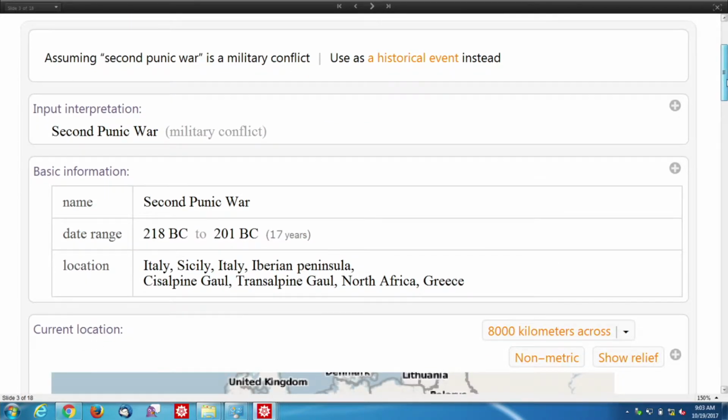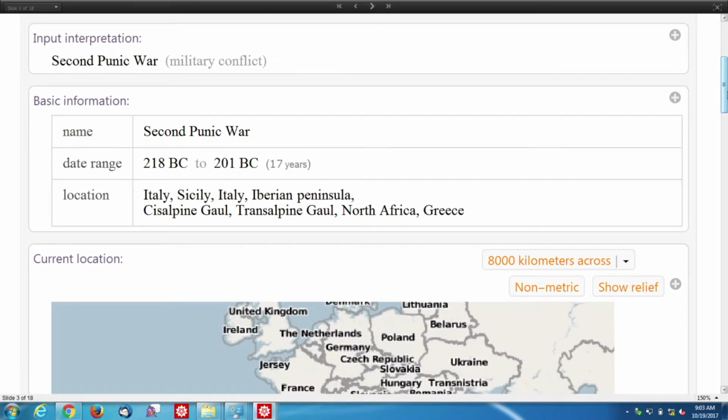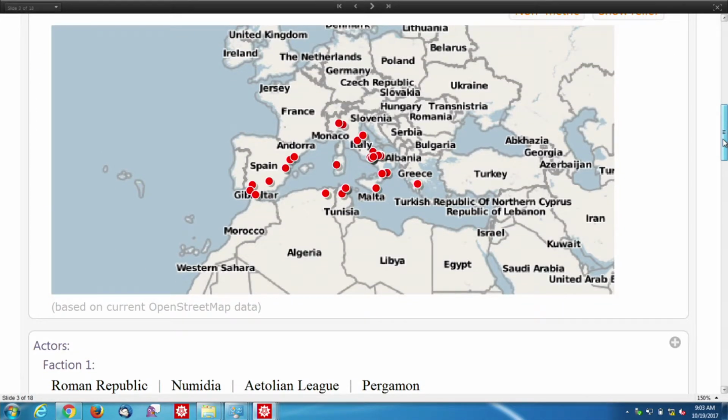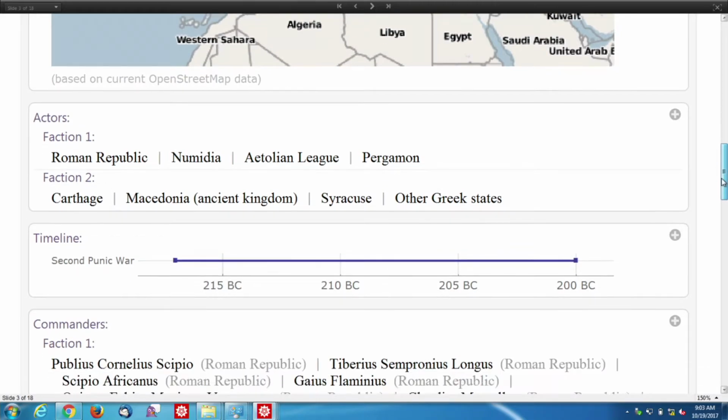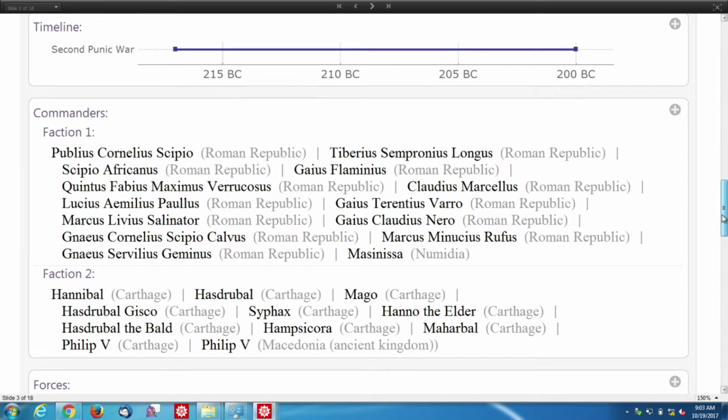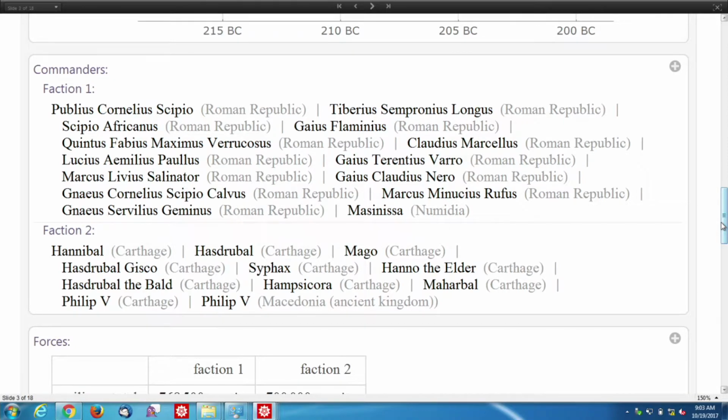We can see here what we get if we search this in Alpha. Here we have a map of the battles. All this basic information that we can give about the war, the participants. It includes more than the Romans and the Carthaginians. The timeline, the commanders for each faction. We can see that the commanders are also included by nation.